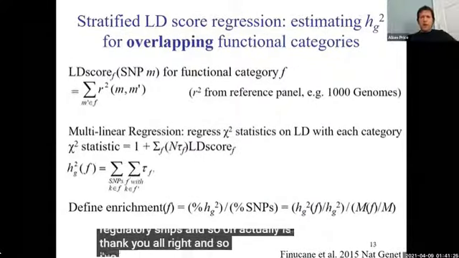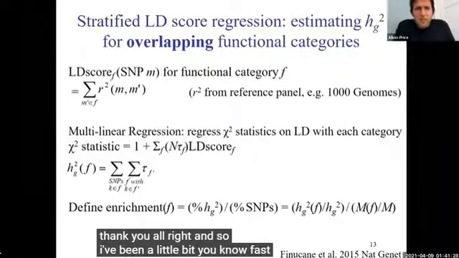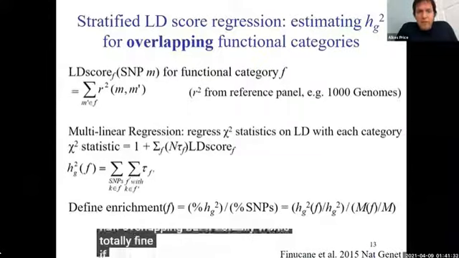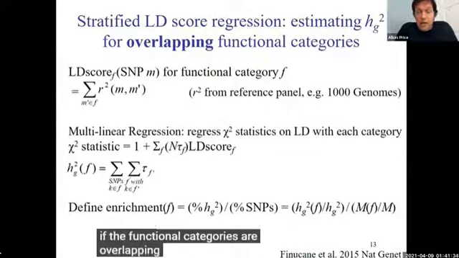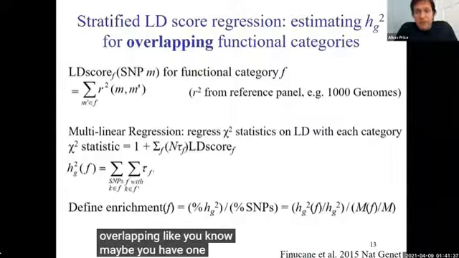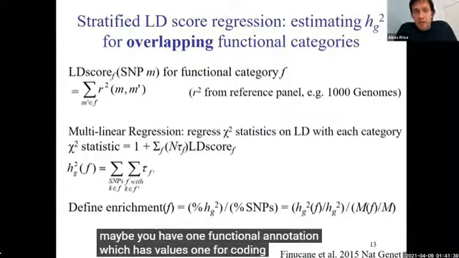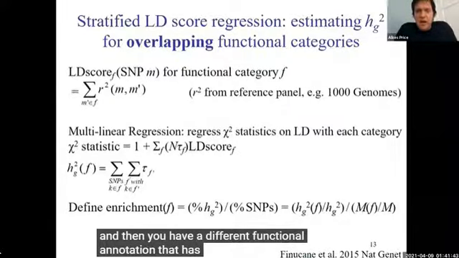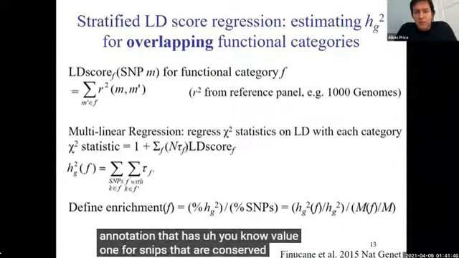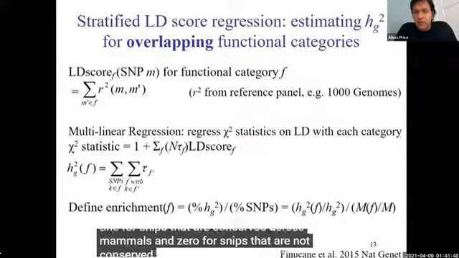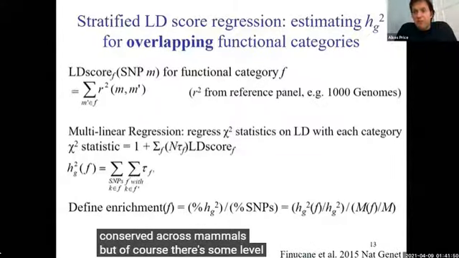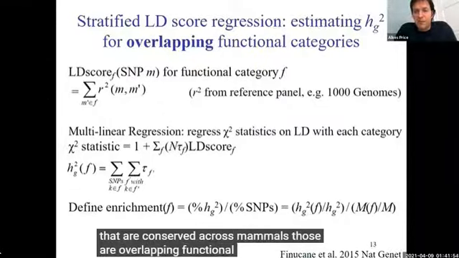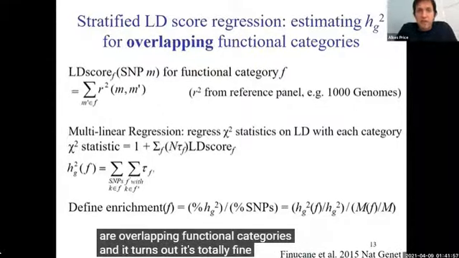All right, and so I've been a little bit fast and loose about overlapping versus non-overlapping, but it actually works totally fine if the functional categories are overlapping. Maybe you have one functional annotation which has value 1 for coding SNPs and 0 for non-coding SNPs, and then a different functional annotation that has value 1 for SNPs that are conserved across mammals and 0 for SNPs that are not. Of course, there's some level of overlap between coding SNPs and SNPs that are conserved across mammals. Those are overlapping functional categories, and it turns out it's totally fine if they're overlapping.